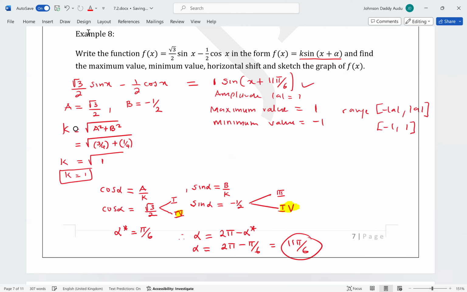Okay, then what else? We can find the horizontal shift. So the horizontal shift is nothing but x equals minus b over k, and this is just going to be minus 11 pi over 6. And then we just sketch the graph. We already dealt with a lot on how to sketch the graph. You can check 6.3 for that. So this is the equation that we finally got.